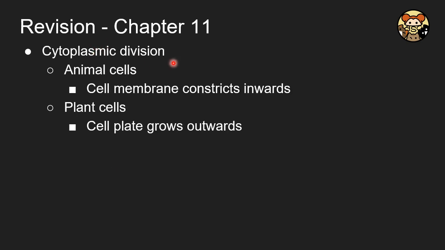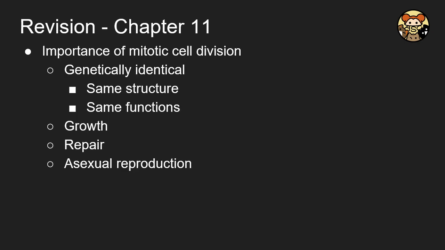And for cytoplasmic division, for animal cells, the cell membrane will constrict inward, while for plant cells, the cell plate will grow outward. So this is from in and out, while this is from out to in.